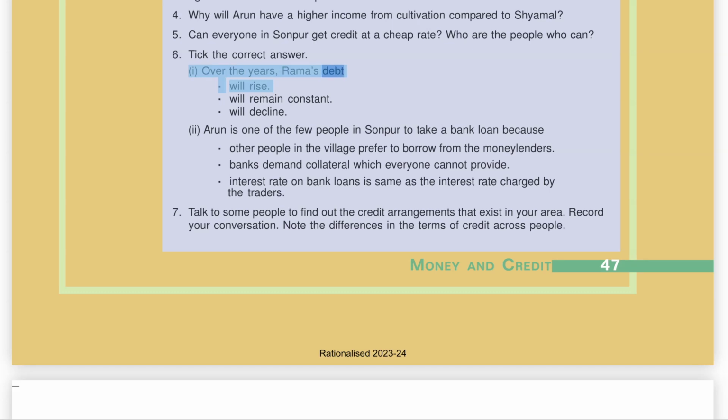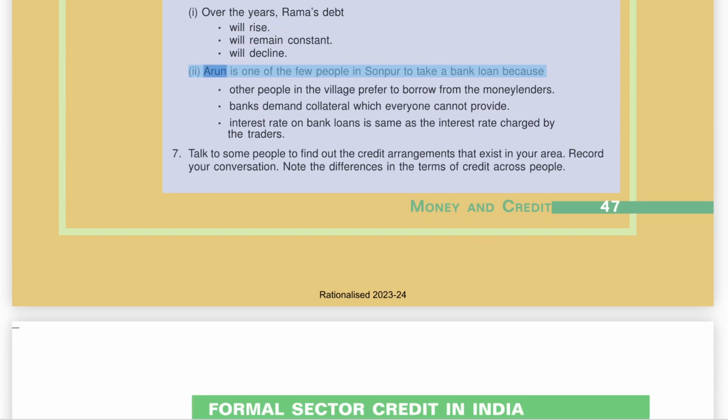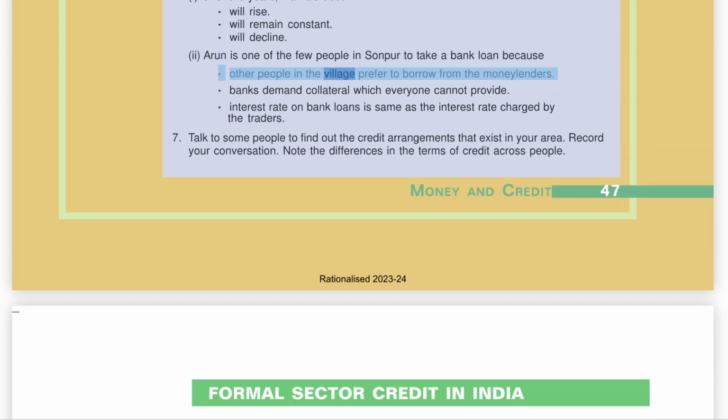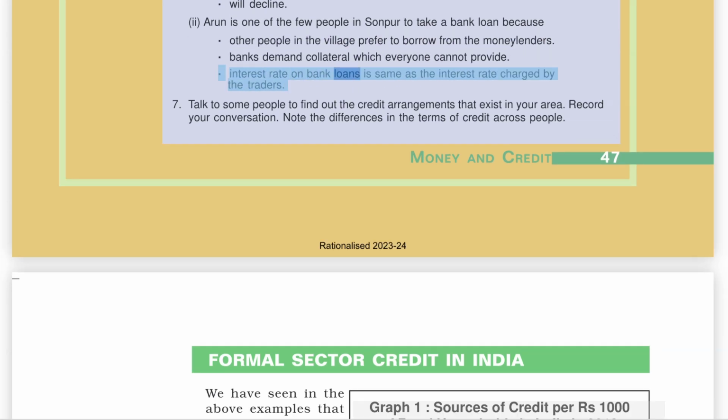6. Choose the correct answer. Over the years, Rama's debt will rise. Will remain constant. Will decline. 2. Arun is one of the few people in Sampur to take a bank loan because other people in the village prefer to borrow from the moneylenders. Banks demand collateral which everyone cannot provide. Interest rate on bank loans is same as the interest rate charged by the traders.